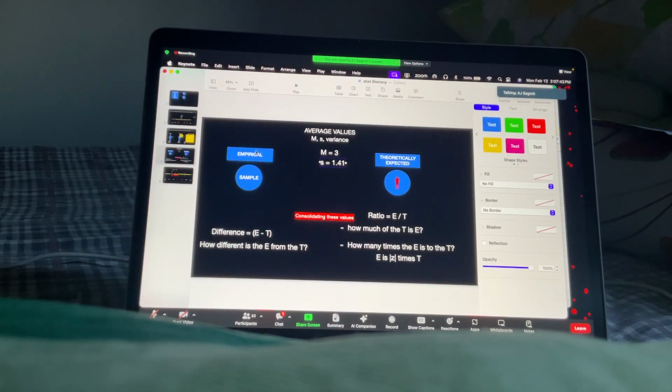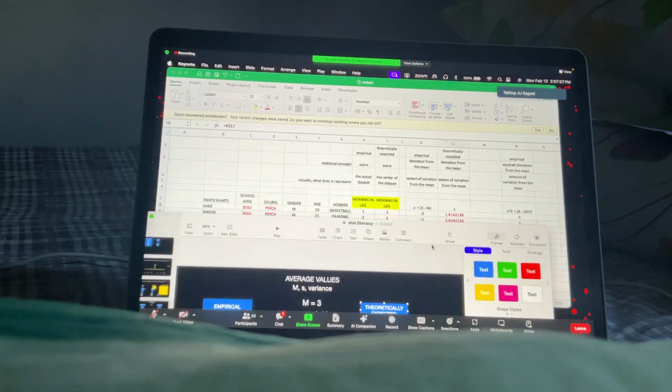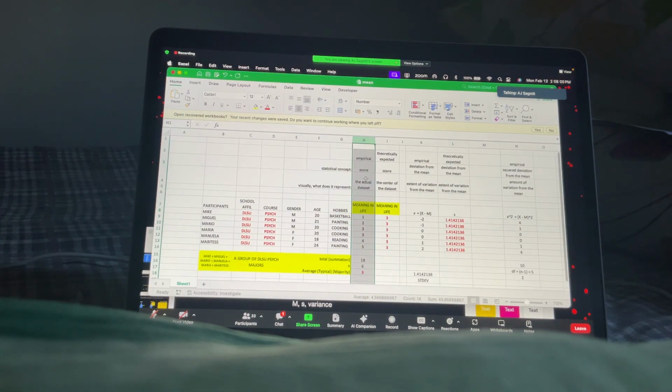Okay, so notice you have an empirical and a theoretically expected value. So for this reason, the next step is to consolidate these two values. How do we put together these two values? You have an empirical actual value that you observe from a person, and this is the expected value. So we need to find a way to consolidate these two.